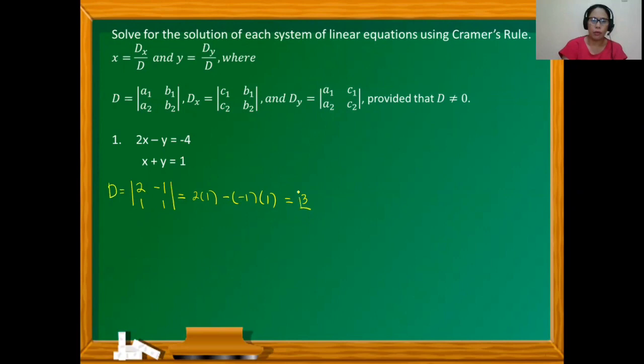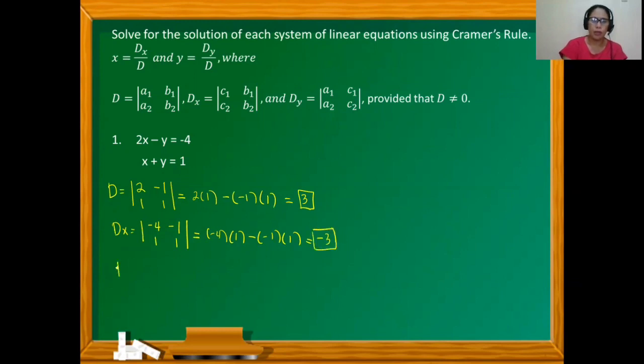And then we'll work on D sub x. D sub x equals c sub 1, so we have negative 4, and then c sub 2 is 1. b sub 1 is negative 1, and then b sub 2 is 1. So D sub x equals negative 4 times 1 minus negative 1 times 1. So this is negative 4 plus 1, so this is negative 3.